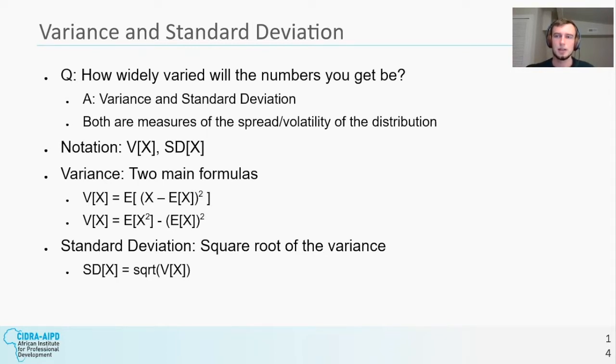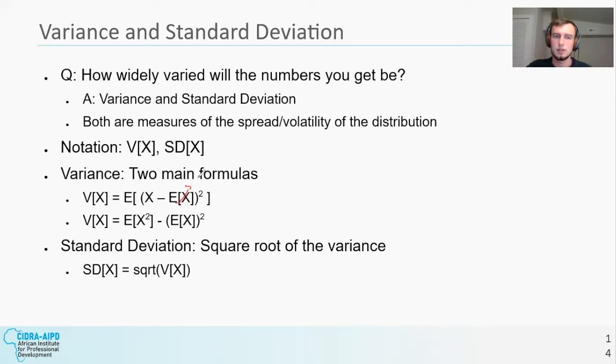Would recommend having these easily accessible. So the variance is equal to the expected value of a random variable minus the expected value of a random variable, and that entire quantity squared. And it's also equal to the expected value of a random variable squared minus the expected value of the random variable, entire quantity squared.